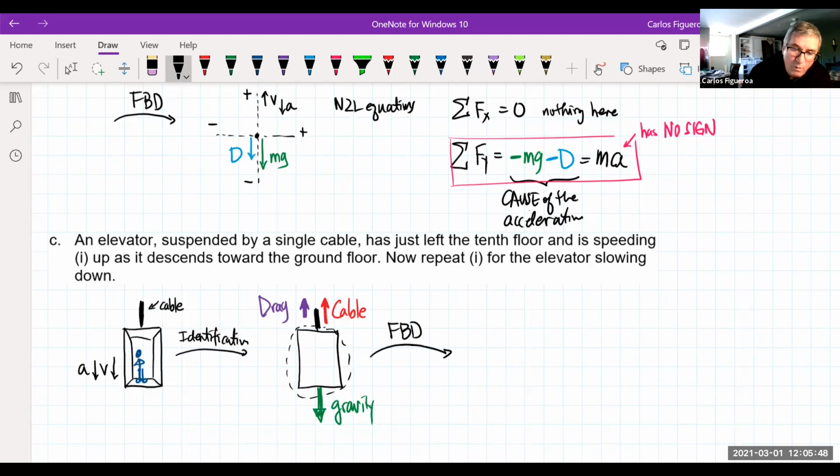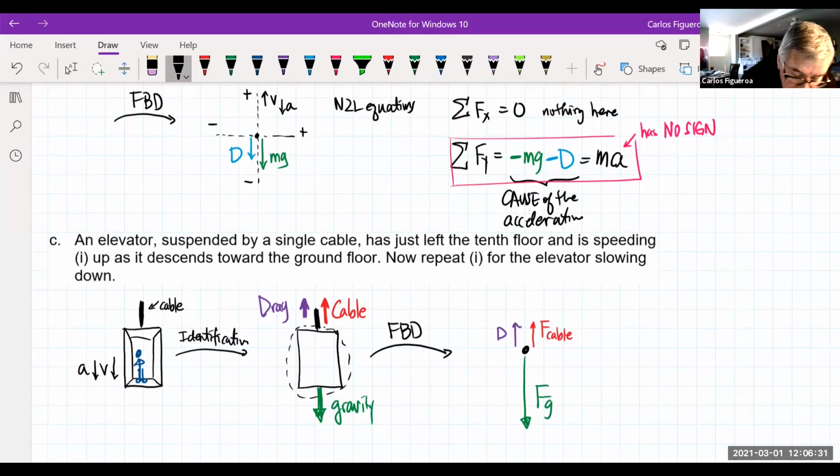I take that whole elevator and I create a dot. Even though there's a person inside, I only create that dot. And then I ask, what are the forces here? Well, if it's speeding up, then I know that the force of gravity is an unbalanced force. That means that when I look at the force of the cable and then the drag here, the combination of the drag and the cable has to be smaller than the force of gravity.